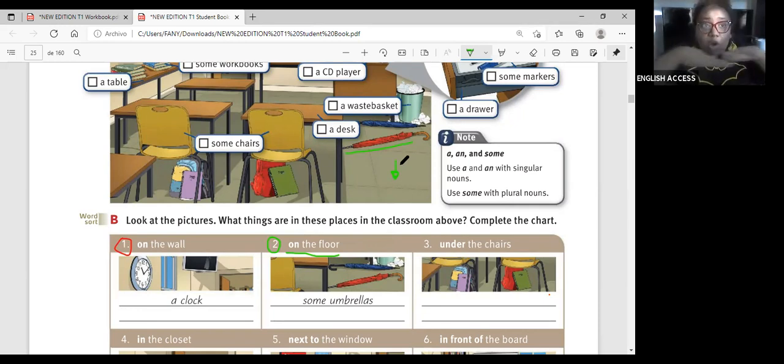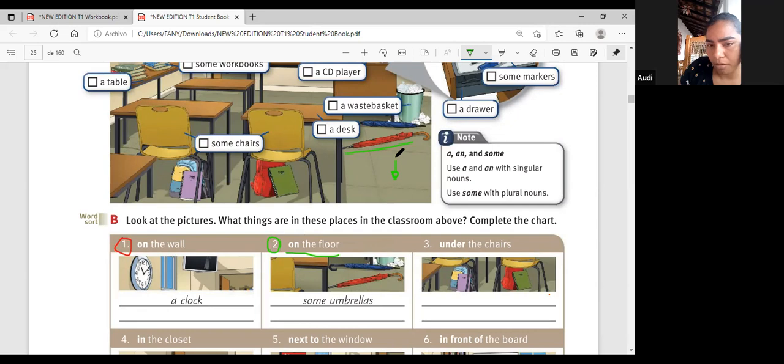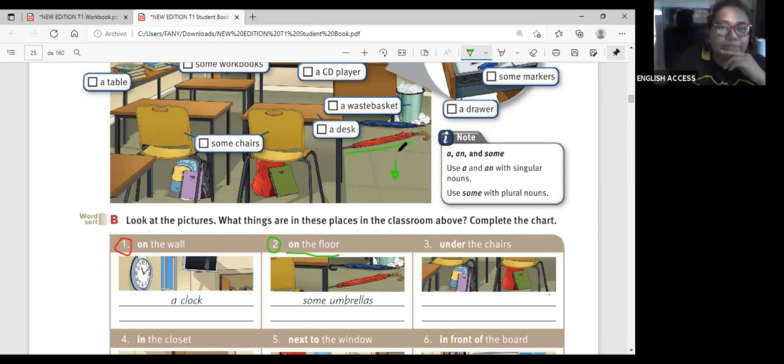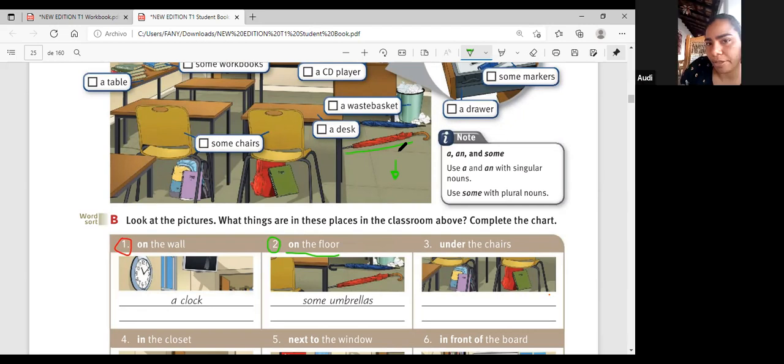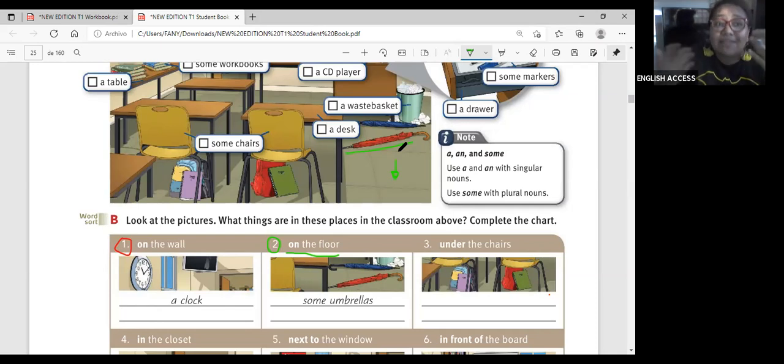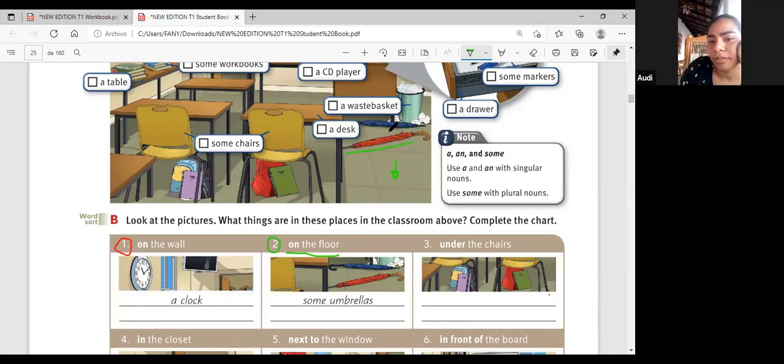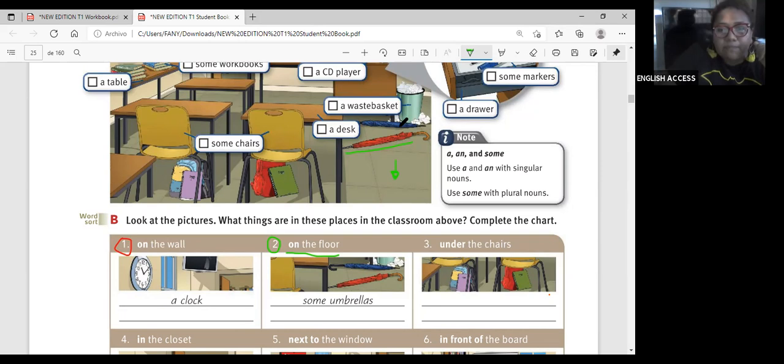I need you to tell me more. What else is on the floor? Aparte de umbrellas, what else? Tell me more. On the floor. Ah, en el piso. En el piso. Yes, on the floor. What else? What else? The floor.